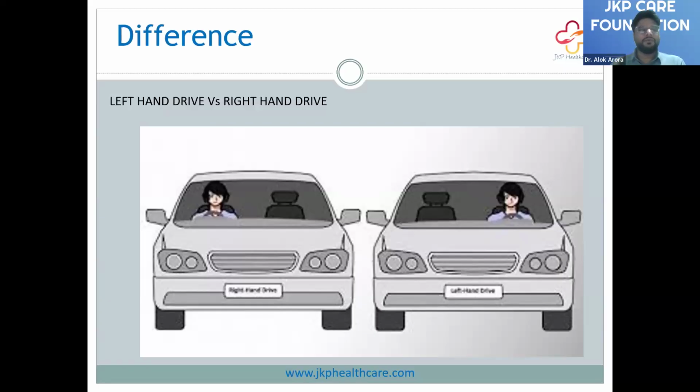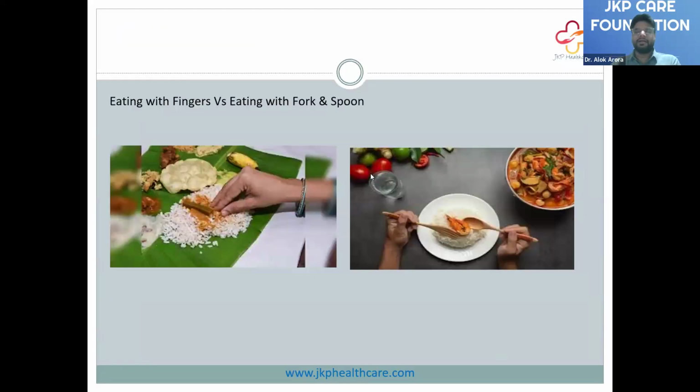I'll give you another example. If you don't relate to this, some of the people who have not experienced left-hand drive and right-hand drive, it's like eating with fingers versus eating with fork and spoon. Countries like Japan, Vietnam, China, when you go there, people eat with chopsticks. Western countries, US or most of the European part, people eat with spoon and fork. Many of the South Asian countries and India, majorly in southern part of India or Kashmir, people eat with fingers.